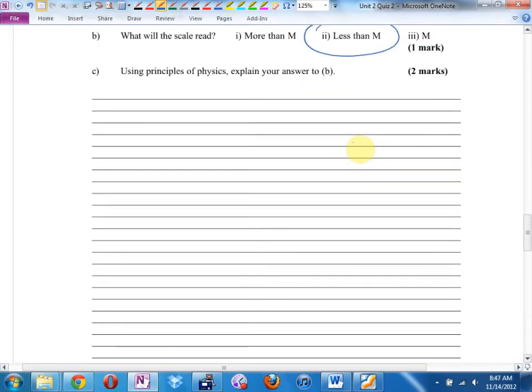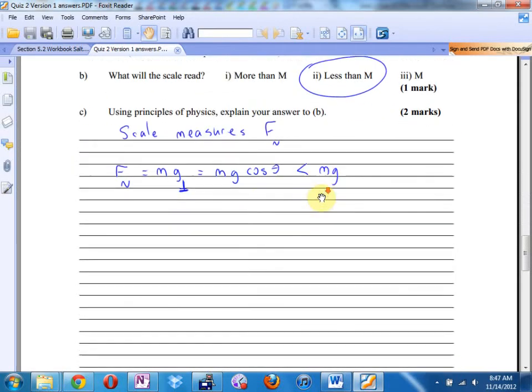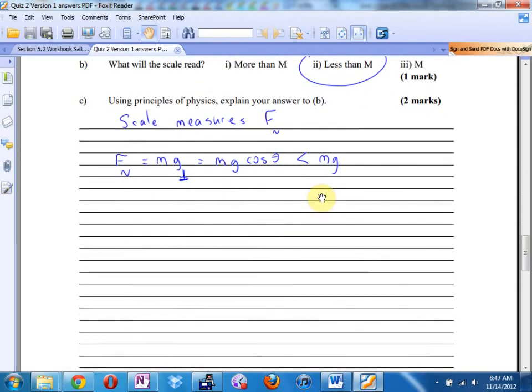Using principles of physics, explain your answer. I think I would say something like this. Scale measures normal force. You could probably draw a good free body diagram if you wanted to, but on a ramp, the normal force is equal to mg perpendicular, which is mg cos theta, which has to be smaller than mg because cos theta is a decimal.